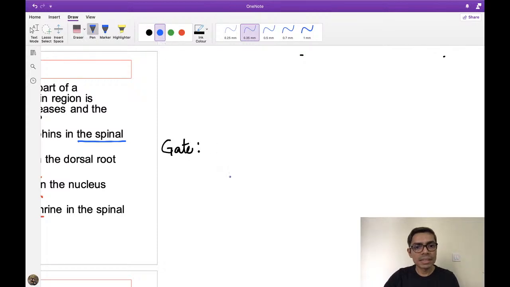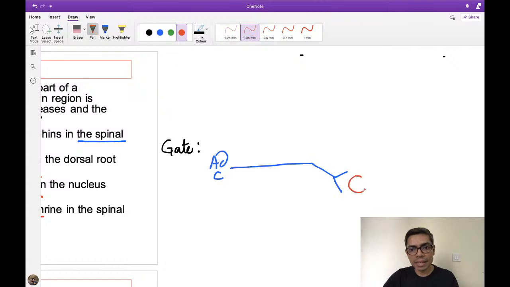You all know that the A delta and C fibers are the pain carrying fibers. They make a synapse with the second order neuron of pain. So this is my second order neuron. This second order neuron will bring the sensation up to the level of the thalamus, and from the thalamus it will go to the cortex. We know this thing.